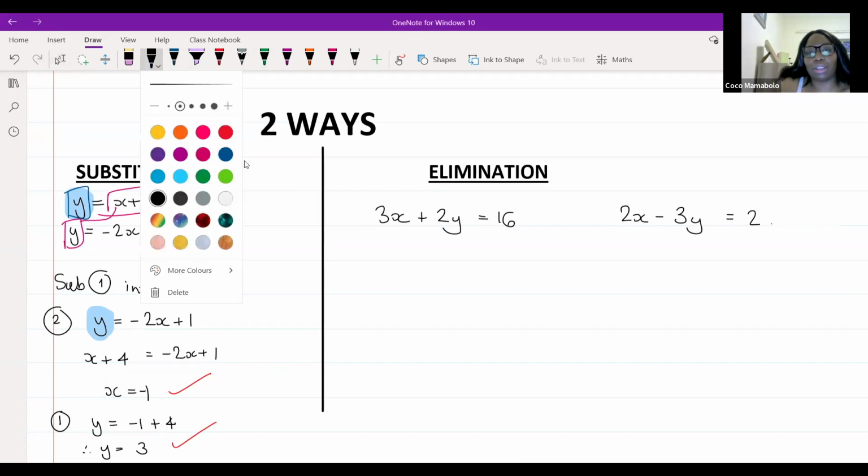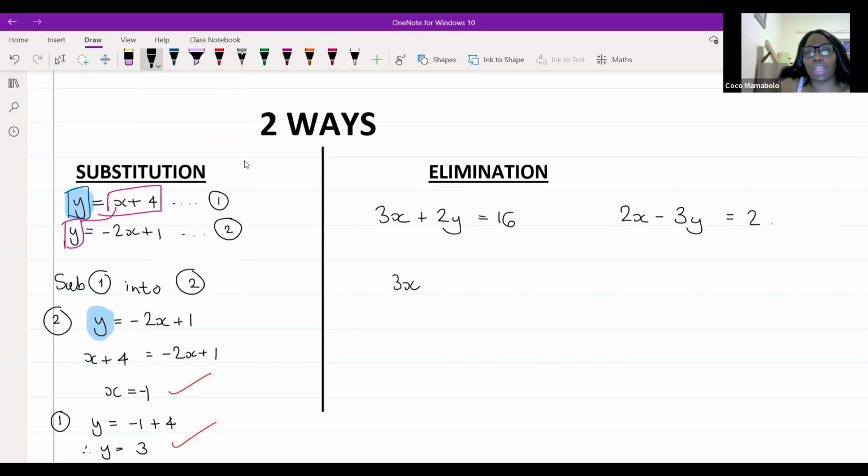Right, let me skip a line. 3x plus 2y is equal to 16. I'm going to name that equation 1. And then I'm going to write 2x minus, not plus, minus 3y is equal to 2. And I'm going to name that equation 2.